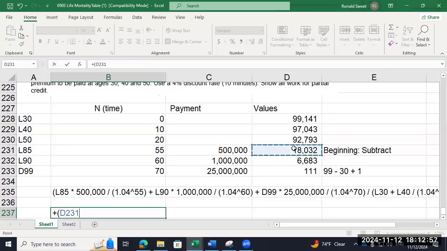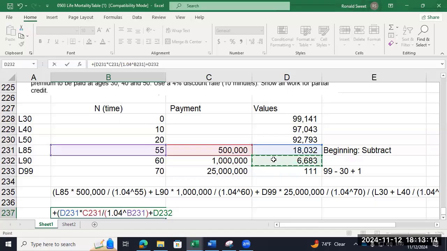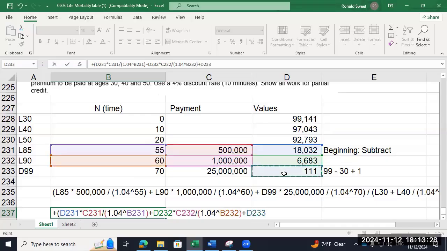So we want to do 18,000 people are going to get $500,000, but in today's dollars, for 55 years, that's what they're going to get. Then at 90, we're going to pay 6,683 people $1 million, but that's a very long time from now. That's 60 years from now. Then we're just going to pay out the lucky 111, or at least their heirs. They're not going to be very lucky, but their heirs. We're going to pay them the same 25 million, but for 70 years.